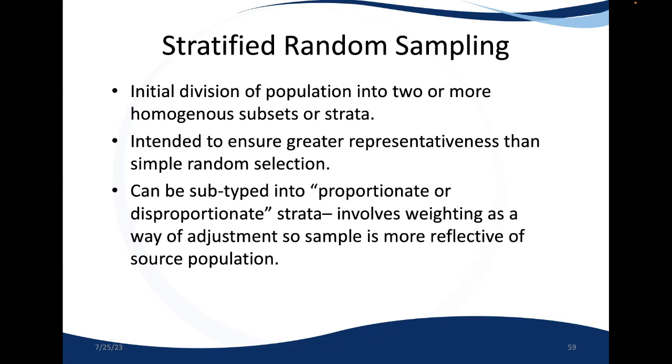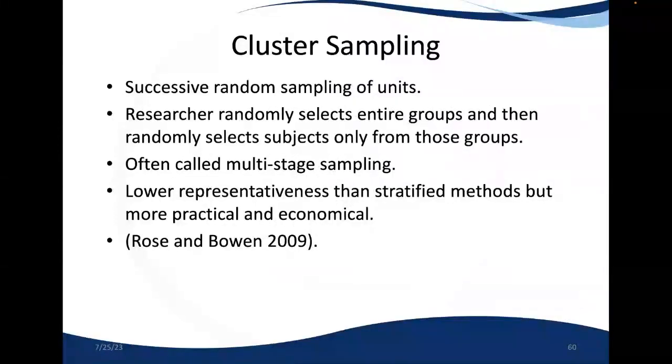So then that's how they make that decision. So that's stratified random sampling. The next option that I've spoken about is this thing that they call cluster sampling. Cluster sampling is sometimes called multi-stage sampling.